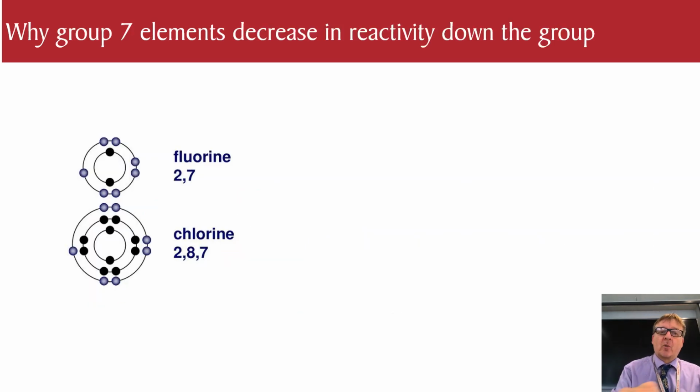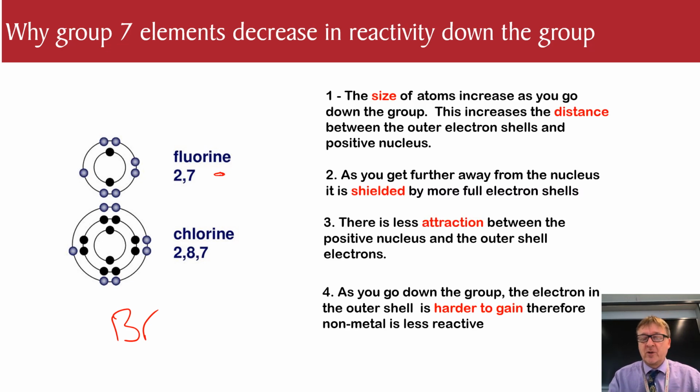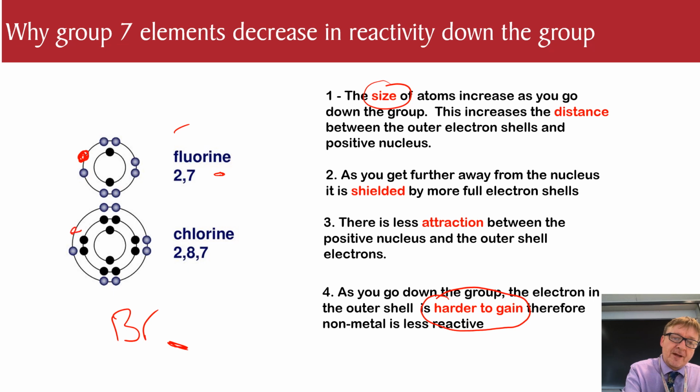Now, the next part is why group 7 elements decrease in reactivity down the group. So we've got fluorine, chlorine, and then we would have bromine. Why do they decrease down the group? Because fluorine is pretty nasty, and it works the same sort of way. It's all to do with how they gain electrons. So it's harder to gain an electron on bromine than it is on fluorine because of the size. The smaller it is, the easier it is to gain the electron there or there.